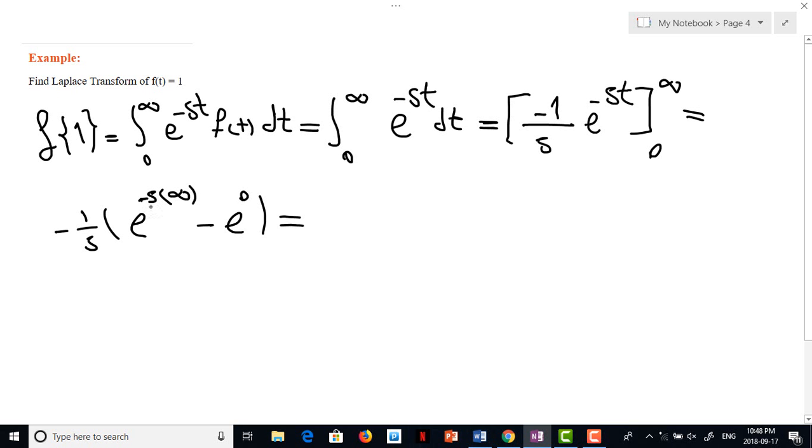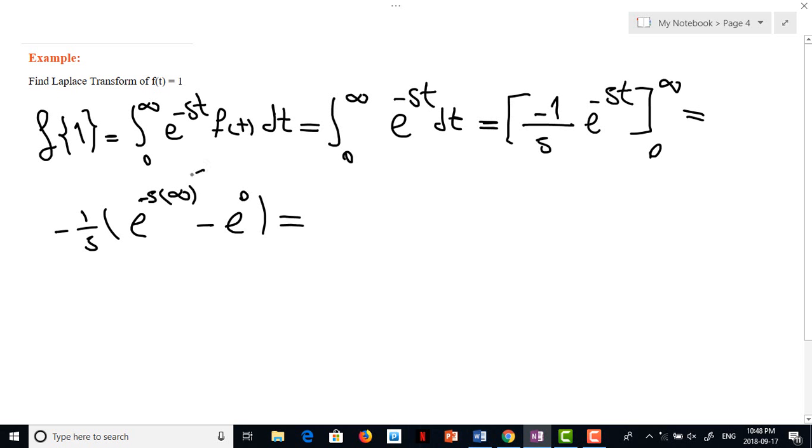For the second case, imagine s is negative. So if s is negative, we have a negative here. Negative times negative is positive. So we have e to the power of infinity. E to the power of infinity is infinity. As a result, this integral is convergent only if s is greater than 0.